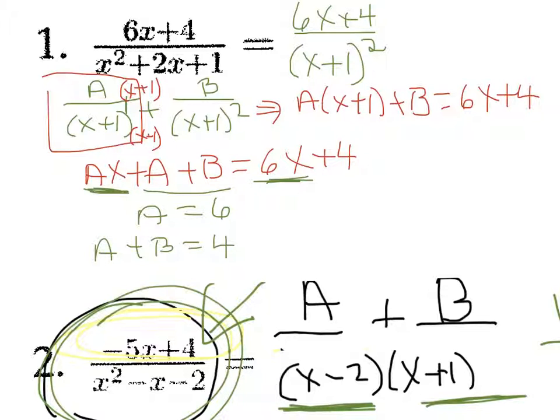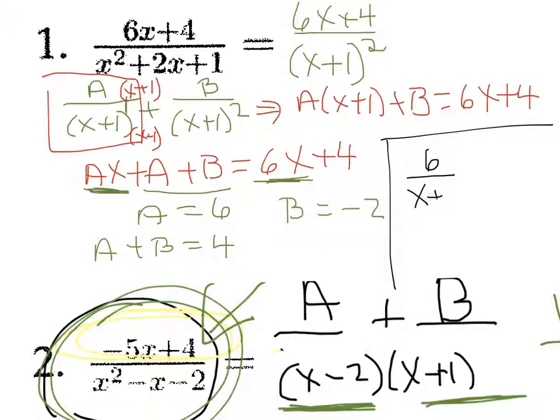But if a is 6, then b would have to be equal to negative 2, because 6 minus 2 is equal to 4. So how would we write our final answer? We would say that, what's our A? 6. So our final answer would be 6 over x plus 1, and then b is equal to 2.